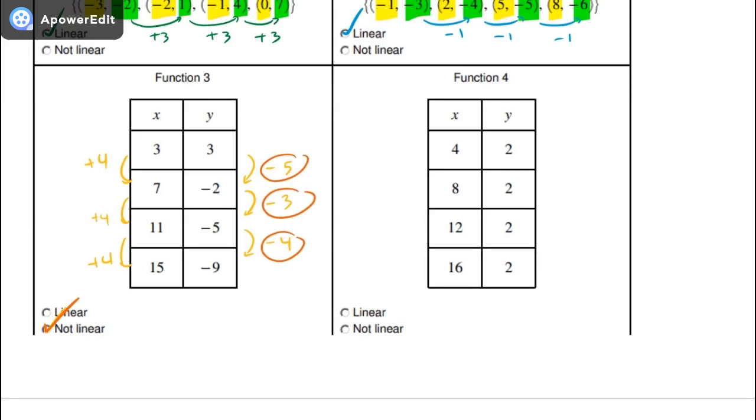Now we go to function 4. The pattern of the x value is adding 4. The y value stays consistent. So is that a linear function? I would say it is a linear function. Yes, it is a linear function, because the pattern here is adding 0, it is consistent throughout all points.